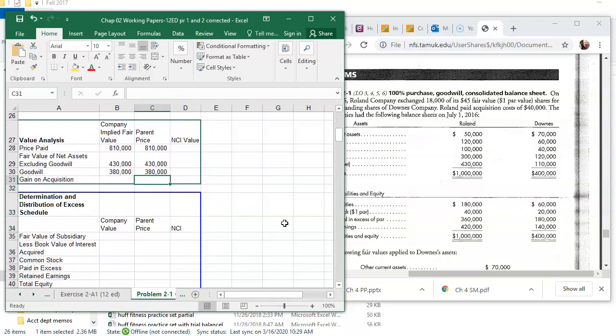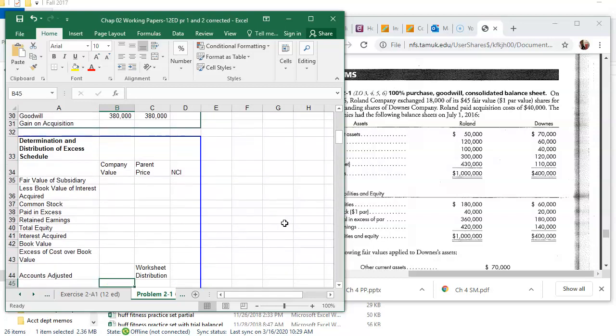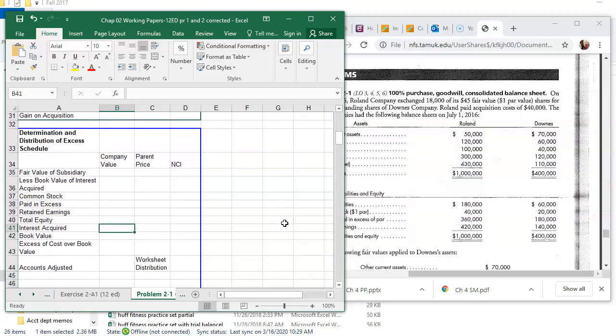Okay, then the next thing you need to do, all right, this value analysis is a little bit new for us. The setup is, we did not do it in Chapter 1. However, it is the same calculation as we did in Chapter 1 for goodwill, okay? Now, the determination and distribution of excess. This one is new as well. We have not done one yet. So, a lot of the stuff is basically the same as what it was up above. We've got the 810. And of course, it's all ours because we bought all of it.